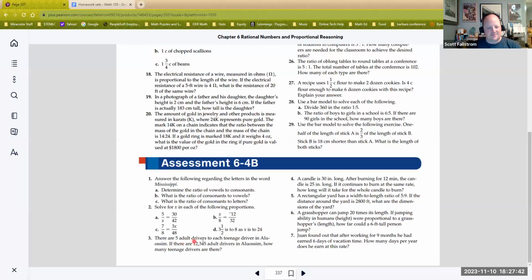Let's see here. This is 5 adults to each teenager. This many adults, how many teenagers? Again, set up the ratios. Set it up and put an equal sign between them to form a proportion.